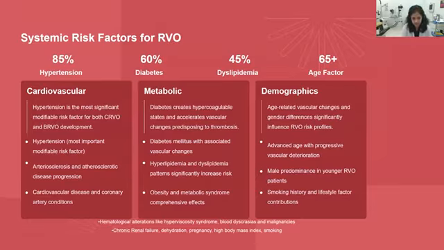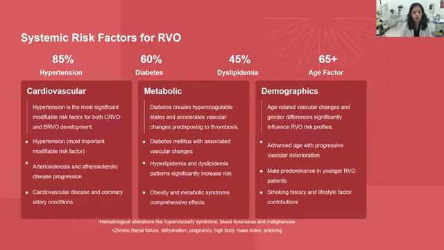There are metabolic causes such as diabetes. It's also an important cause, like many of you said, but not as important as hypertension when it comes to RVO. There's also hyperlipidemia, dyslipidemia, obesity, metabolic syndrome, and advanced age. There's also male predominance in younger RVO patients. Smoking is very important. There are also hematological alterations like hyperviscosity syndromes, blood dyscrasias and malignancies, chronic renal failure, dehydration, pregnancy, high body mass index, etc., which are also very important causes.